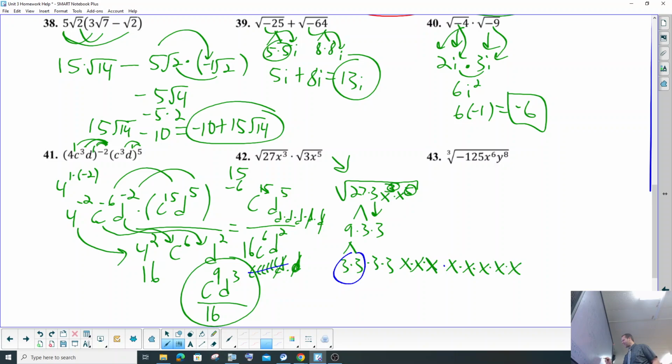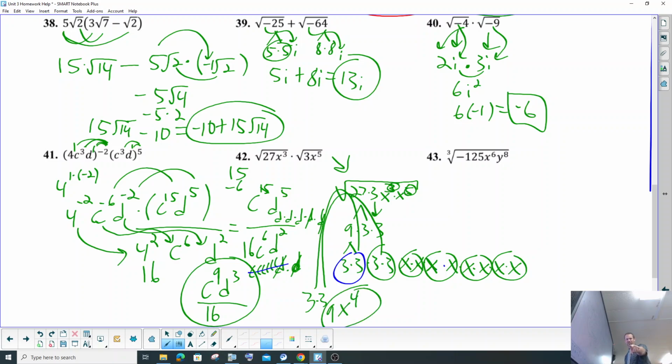Okay, circle the pairs. So one 3 comes out. Another 3 comes out. So that's going to be 9 on the outside. Then we have 1x, 2x, 3x, 4x's. So that's 9x to the fourth power is our answer. Try the next one on your own.